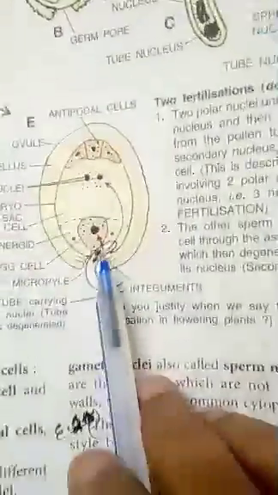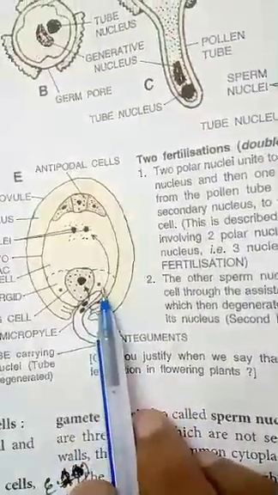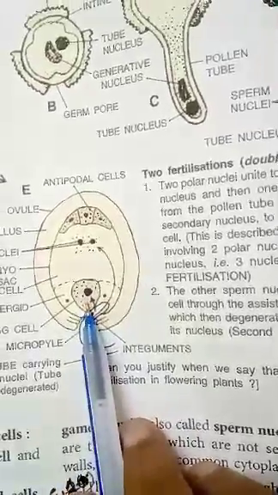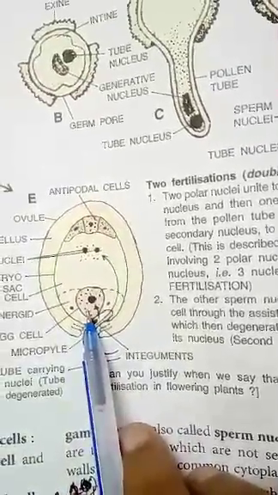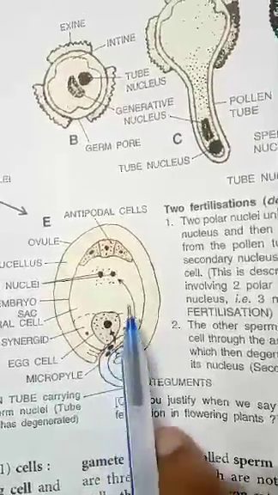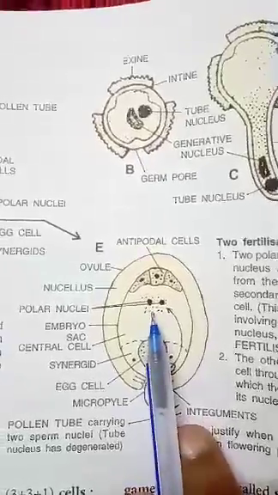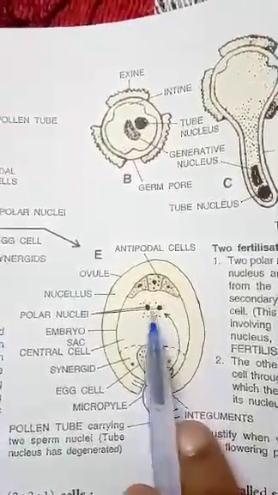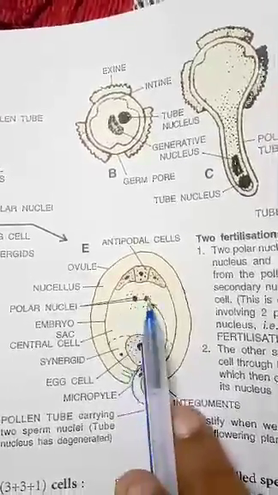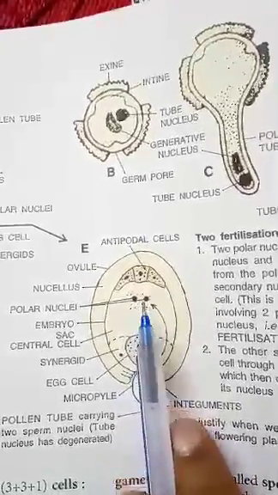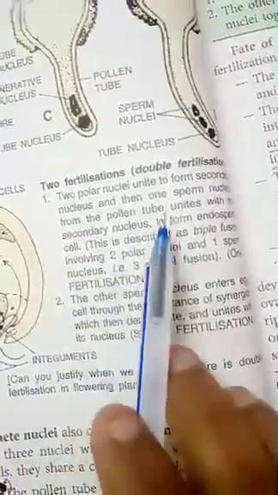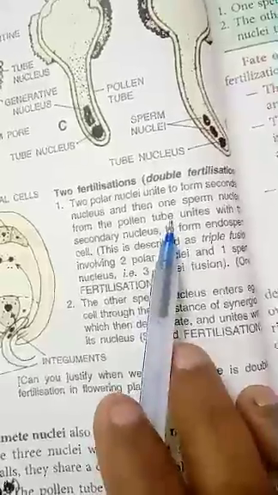Now on entering the embryo sac, one of the sperm nuclei will fuse with the egg cell and form the zygote. This zygote will later divide into many cells and form the embryo. The second sperm nucleus will come and fuse with the central cell. The central cell already has two nuclei, and this is the third nucleus. This leads to the formation of endosperm having 3 nuclei, which is called triple fusion.